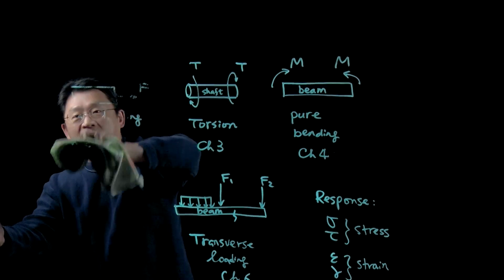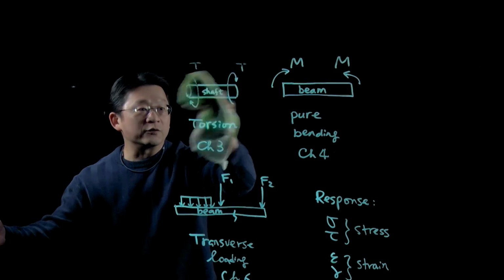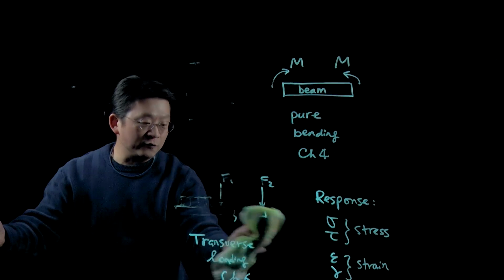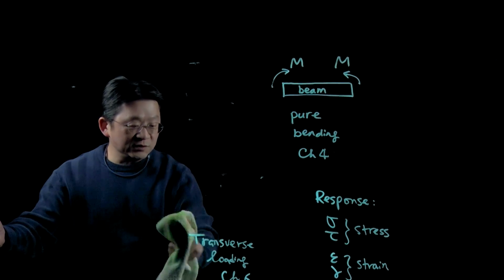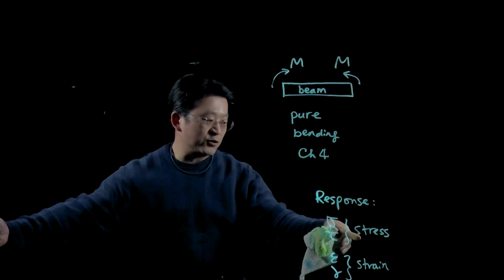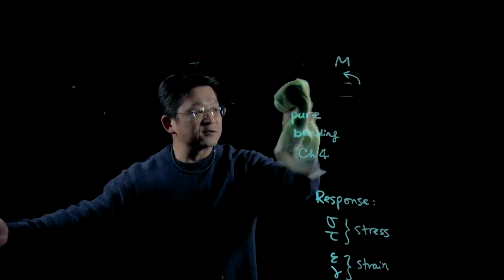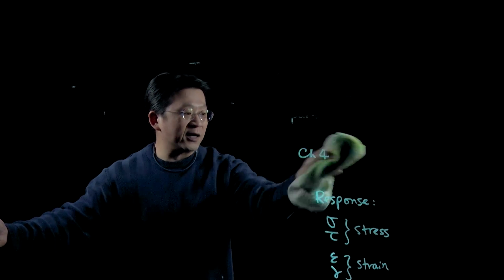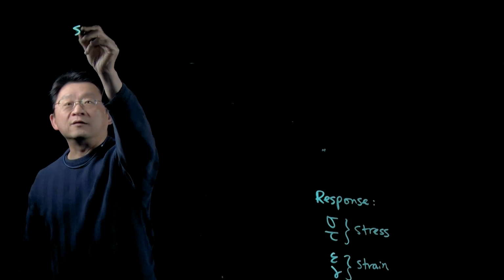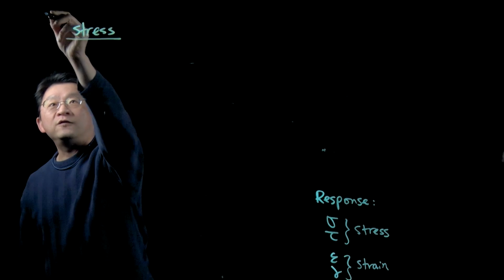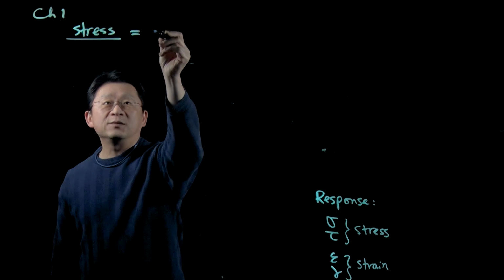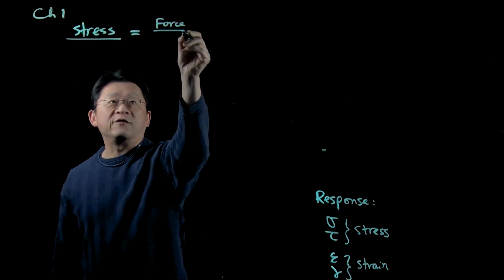Now, while I'm erasing the board, I'm going to jump into chapter 1. Chapter 1 is an introduction to the overall scope, but more specifically, in chapter 1 we're going to introduce more definitions about stress. Here the stress has two kinds, depending on the application of the loadings. So now in chapter 1, we introduce the definition of stress. Basically, stress by definition is the force divided by area.